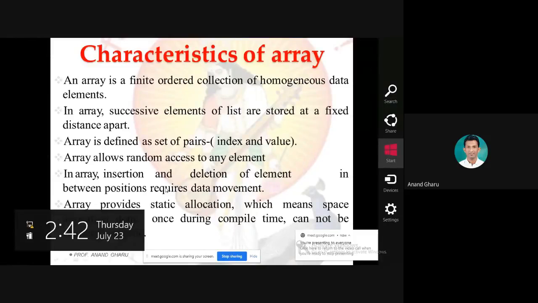Insertion and deletion in between positions require data movement. Data movement means, if suppose 0 to 9 and you want to delete the 5th element, then you have to shift from 0, 1, 2, 3, 4. Then you will reach the 5th element. And it supports static allocation. In static allocation, there can be a wastage of memory.